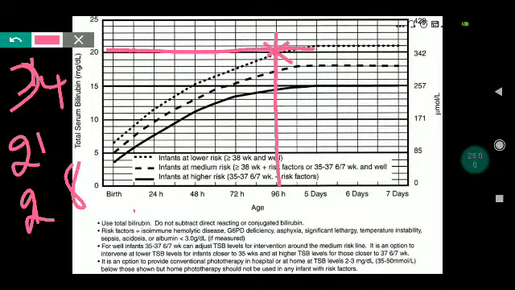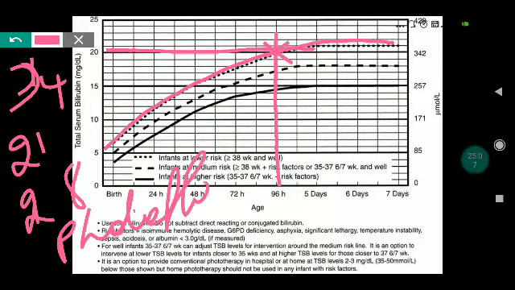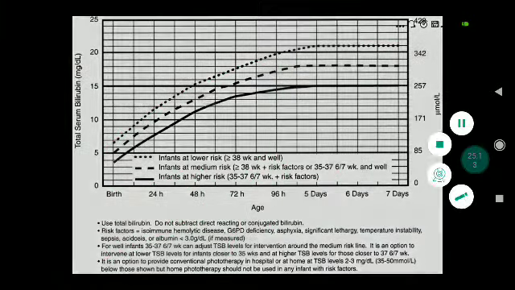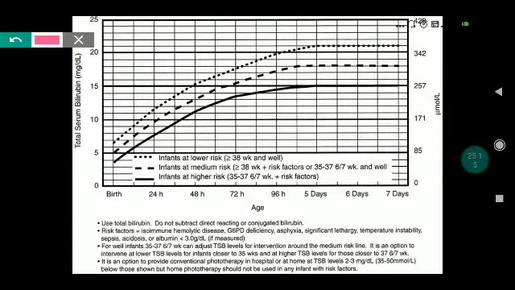Now here it is coming above the line for low risk also, so phototherapy is indicated. So based on this case, what you understood is how to plot a serial charting of bilirubin. Now we'll consider the same case here.